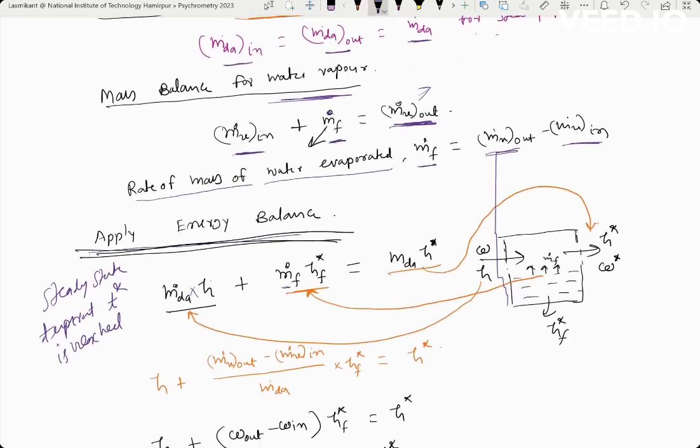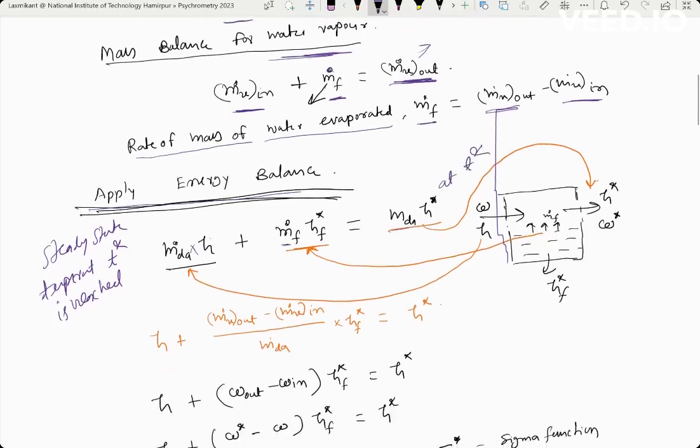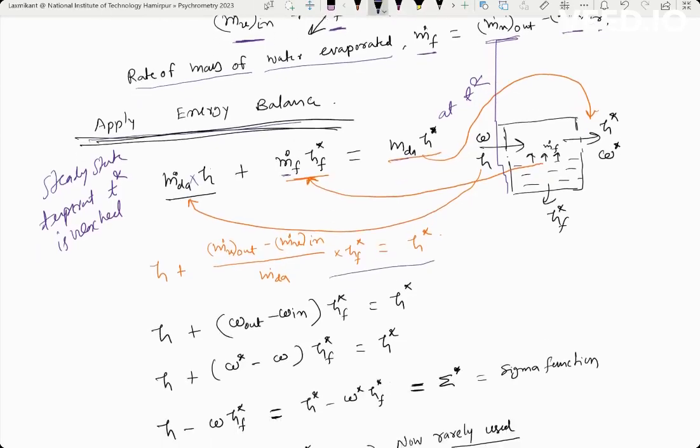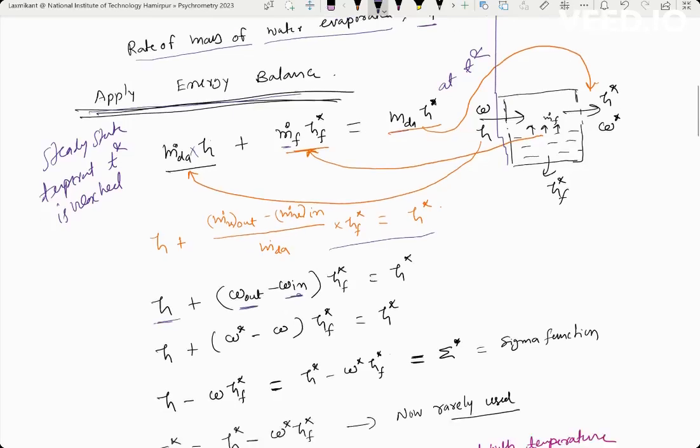On the outlet side, m dot DA times H star is the enthalpy of saturated air at T star. After simplifying, we divide by the mass of dry air, as we have already seen in the derivation. So this becomes H, and m dot v out divided by m dot DA we can write as omega out, m dot v in by m dot DA we can write as omega in. And omega out is omega star, so that's why we have written omega out as omega star.